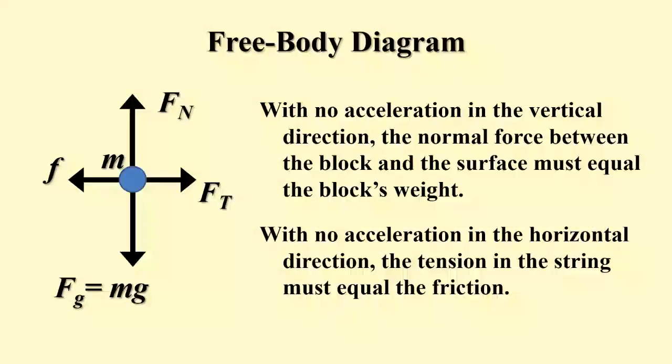Here we see a free body diagram for the situation in this experiment. The diagram represents the block and the forces upon it. With no acceleration in the vertical direction, the normal force between the block and the surface must equal the block's weight. With no acceleration in the horizontal direction, the tension in the string must equal the friction.